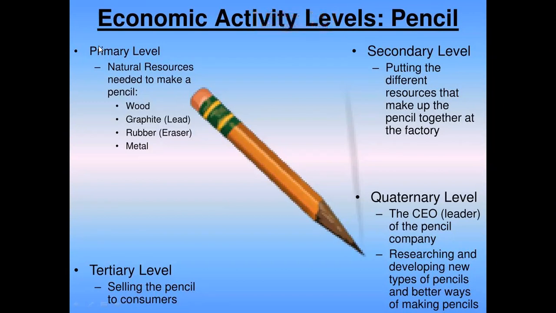So basically what the quaternary level is all about is, after the pencil is already in the shops to be sold, the leader of that company or that factory can decide to make a different pencil, a new pencil, be creative, something that's maybe strange at the end of the day. Okay? But you guys don't have to know this. You just have to know the three different levels: the primary level, the secondary level, and the tertiary level.